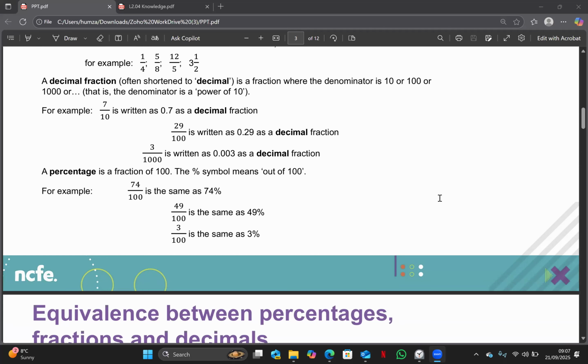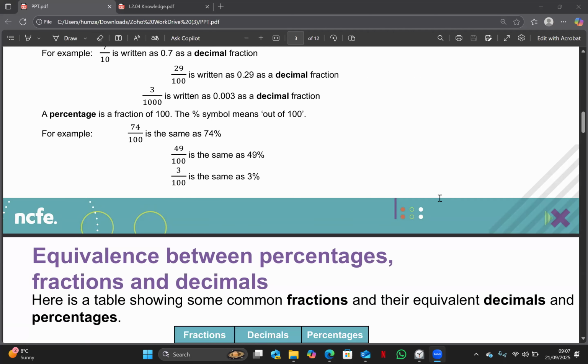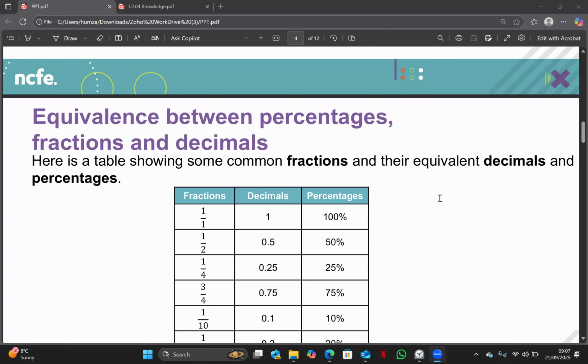A percentage is a fraction of 100. The percent symbol means out of 100. For example, 74/100 is the same as 74%. 49/100 is the same as 49%, and 3/100 is the same as 3%.